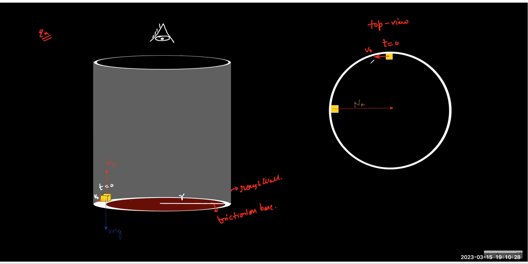Because of the wall, which is a rough wall, and we have the coefficient of friction mu between the wall and the block. As you slide along the surface of the wall, when you reach here, your speed will decrease or increase?